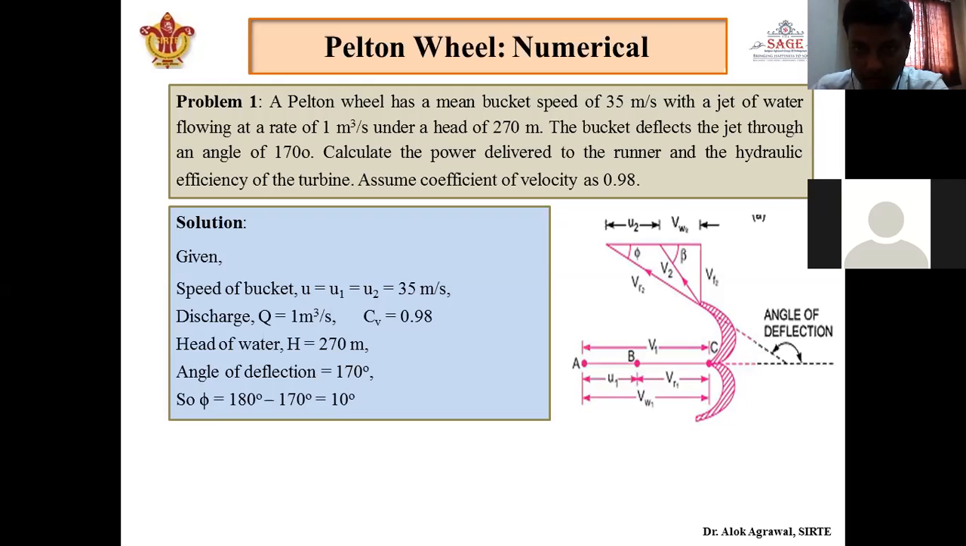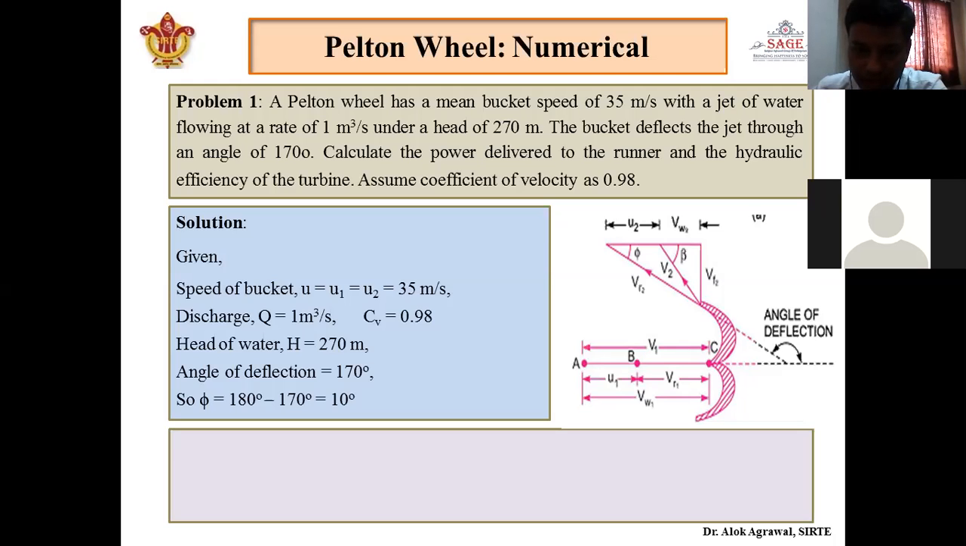Now we have to solve for power delivered. So again, we know that for power delivered, we have to calculate VW1 and VW2. So from inlet velocity triangle, first we have to calculate the velocity of jet. What will be the velocity of jet? It is V1 is equal to CV under root 2GH, that we have already seen. Everything is given. CV is 0.98 given. H is 270 meter is given. So after calculating it, we get V1, velocity of jet, as 71.32 meter per second.